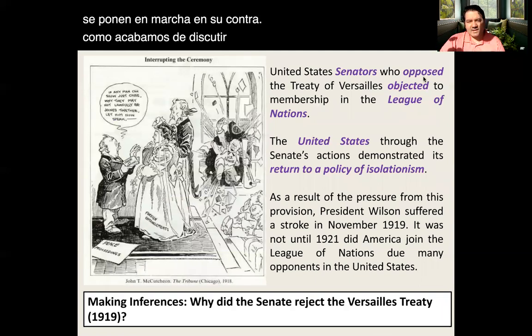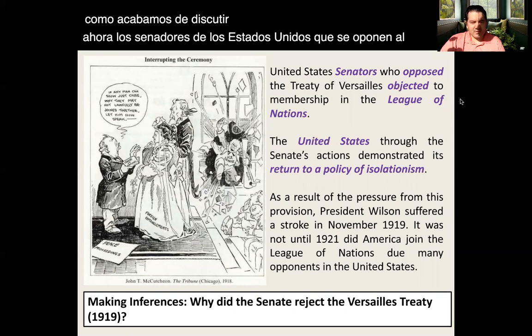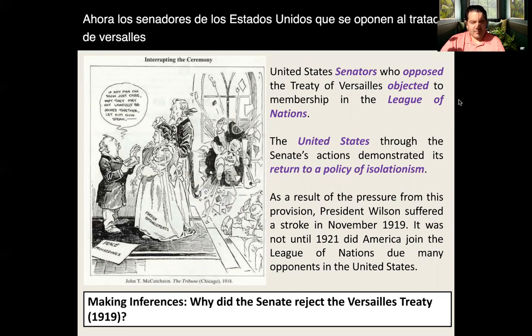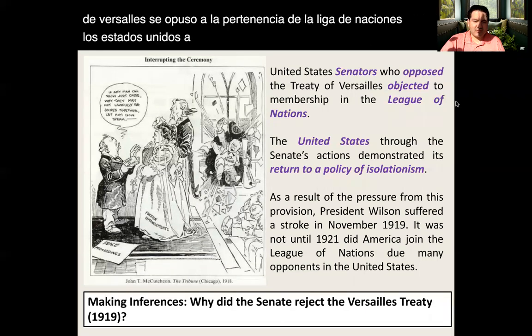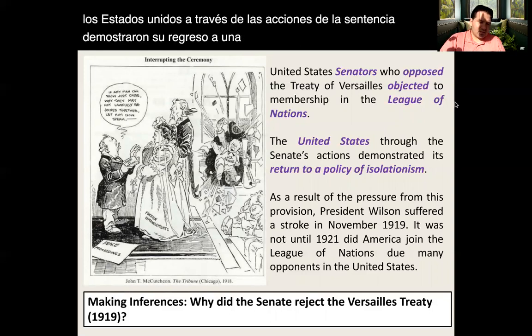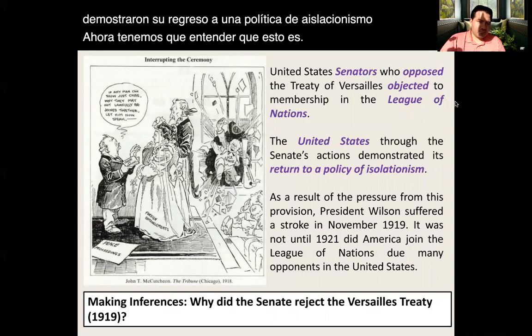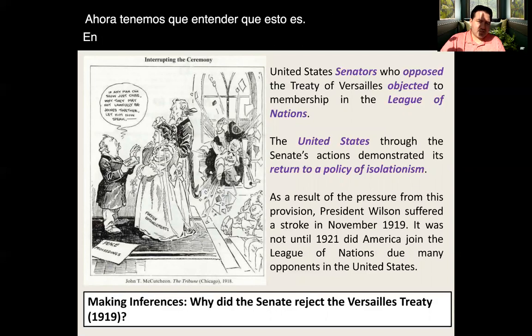Now, the United States senators who opposed the Treaty of Versailles objected to the membership of the League of Nations. The United States, through the Senate's actions, demonstrated its return to a policy of isolationism. Now, we have to understand that this is the system of checks and balances in play here that we've discussed in 7th grade or earlier in U.S. history.